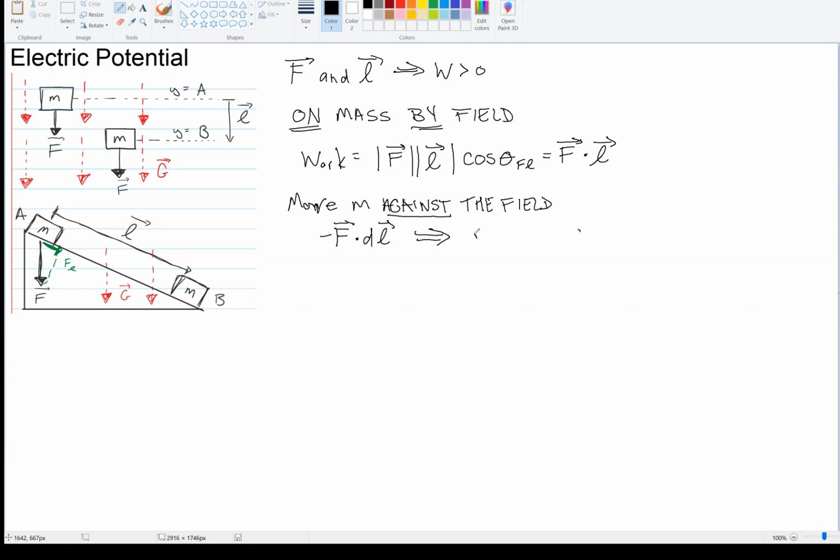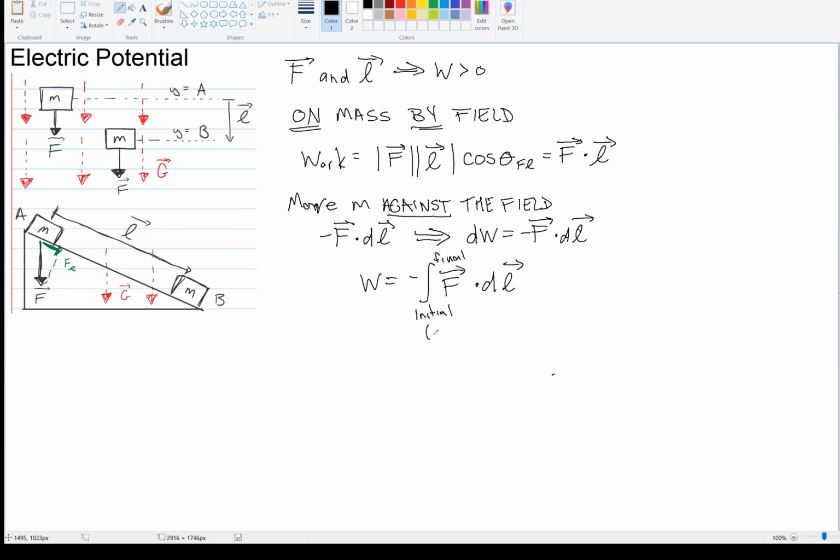against the field. So if you're moving against the field in something other than a straight path, or when F is changing, we have to say that the differential work is negative F dot dl, like this. And then the total work required in moving m is the following: negative integral of F dot dl. This would be the initial, and this would be the final.